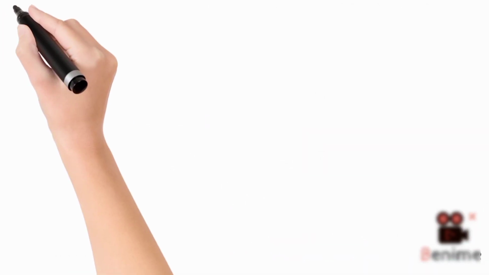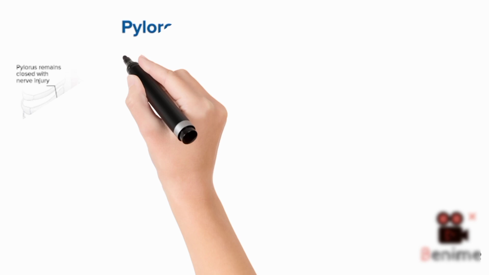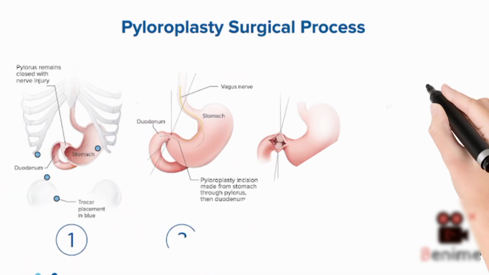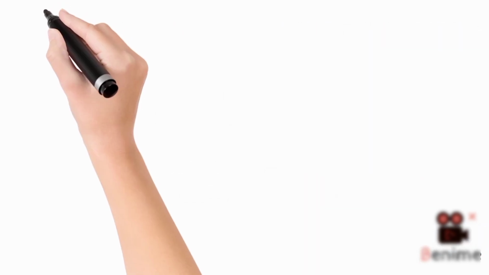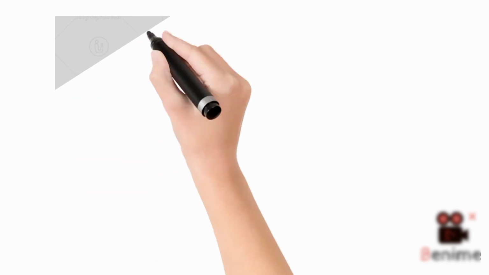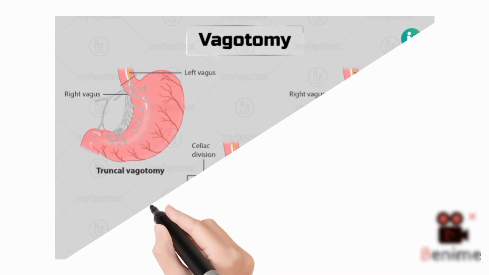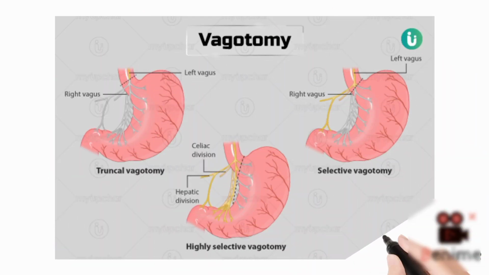Another procedure, pyloroplasty, where the pylorus is surgically widened to prevent obstruction. This is mostly done when an ulcer poses a risk of obstruction. And last but not least, a vagotomy, where the vagus nerve is resectioned to reduce the production of acid by the stomach. This is achieved by reducing the number of nerve fibers.